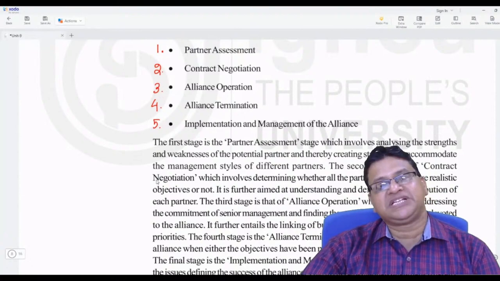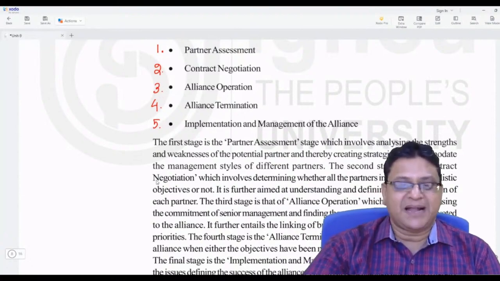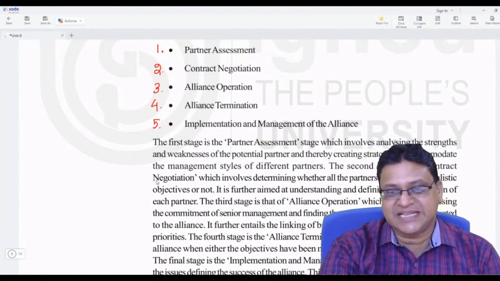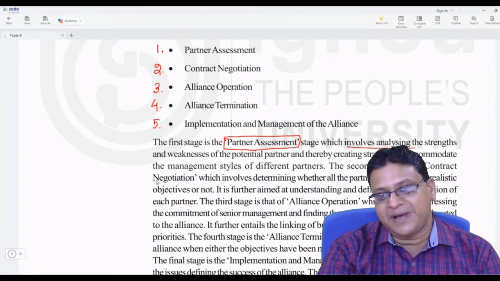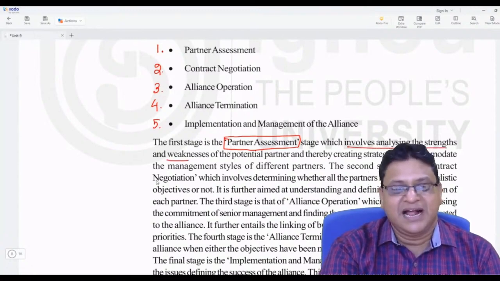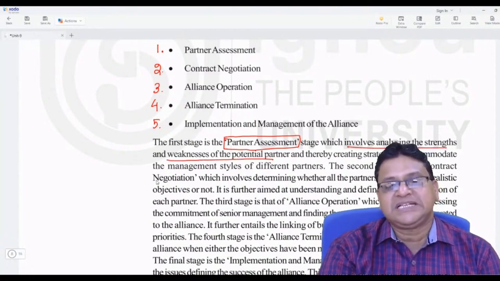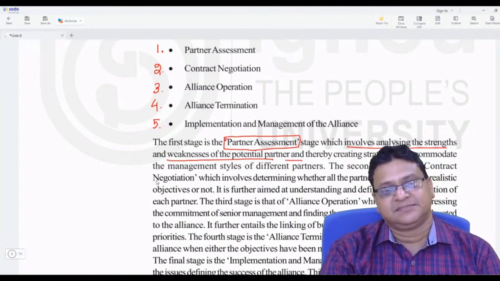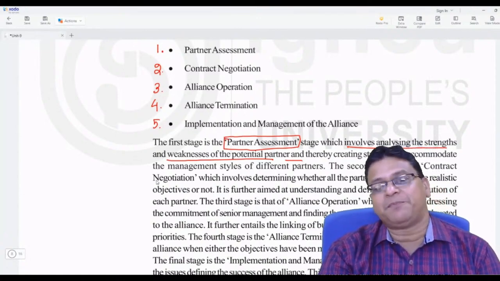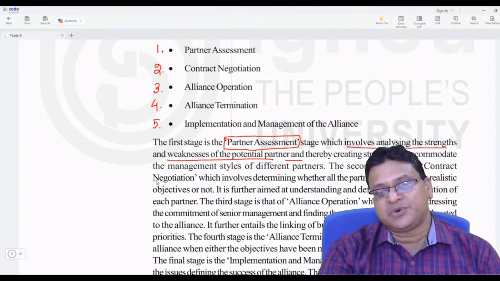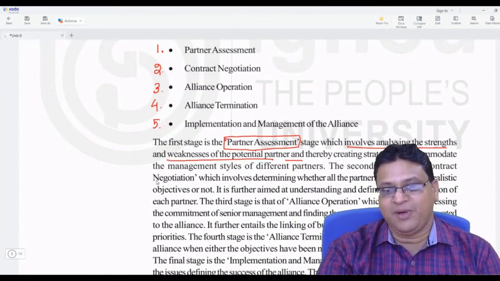Partner assessment. What is partner assessment? Partner assessment is the first stage of alliance. It is a stage which involves analyzing the strengths and weaknesses of a potential partner. So in this stage, we identify the strengths and weaknesses of the partner with which we want to make an alliance.